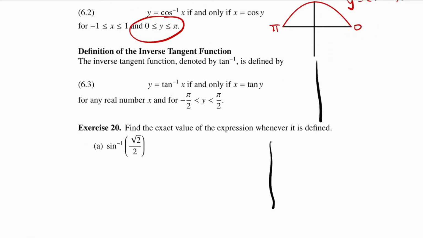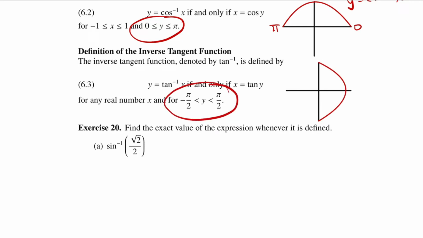And lastly, tangent inverse is going to be similar to sine inverse, which is going to be in the right semicircle. So it's going to be defined from negative pi over 2 to positive pi over 2, but not including those values because it's undefined at those values.